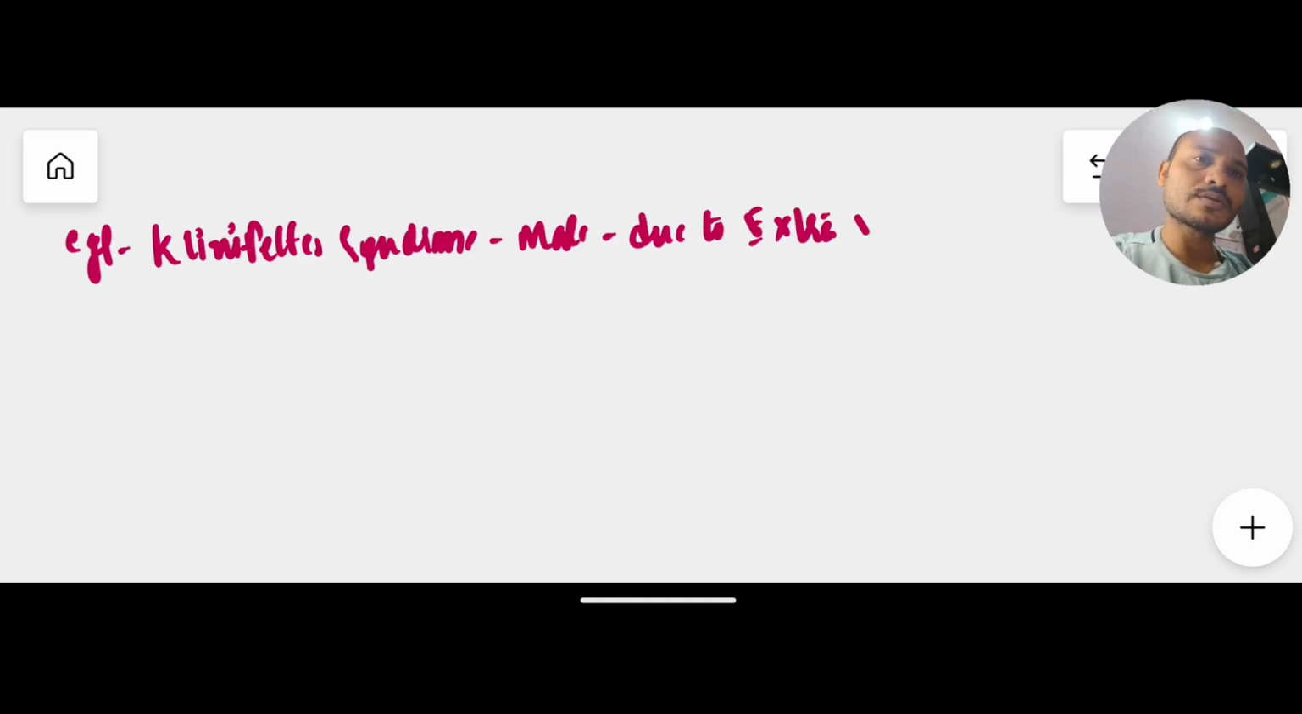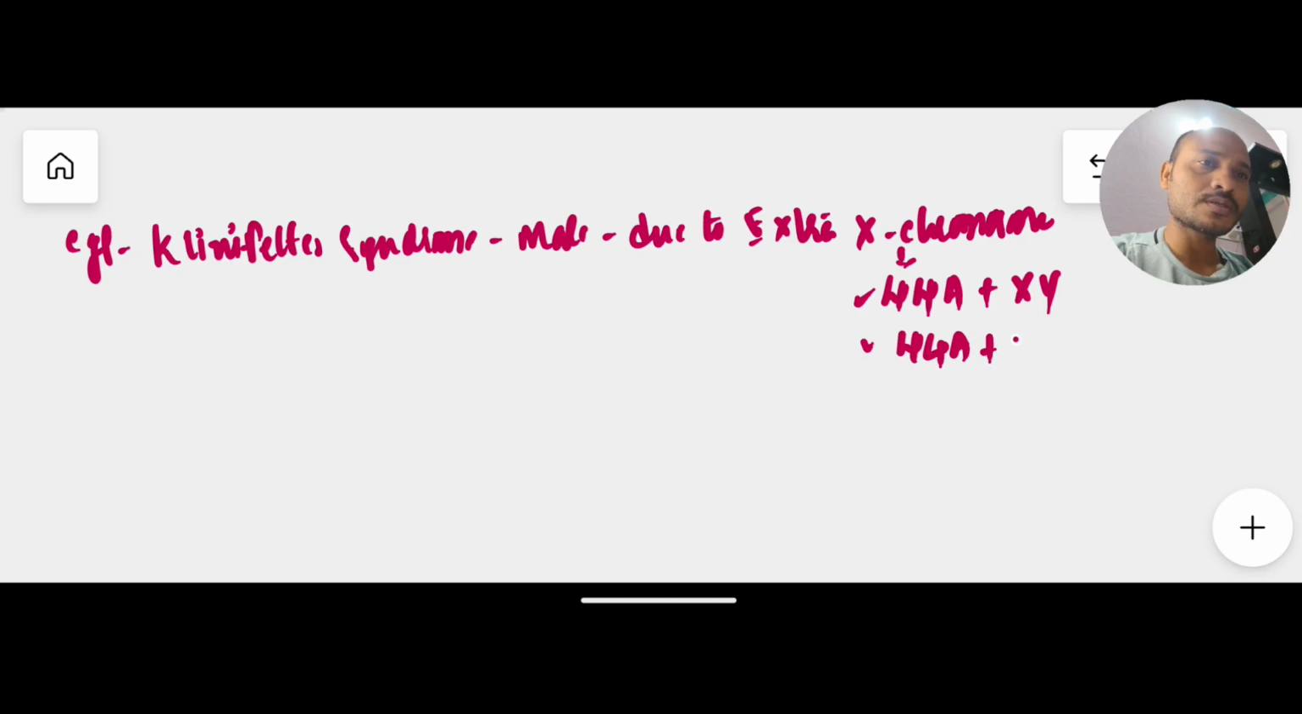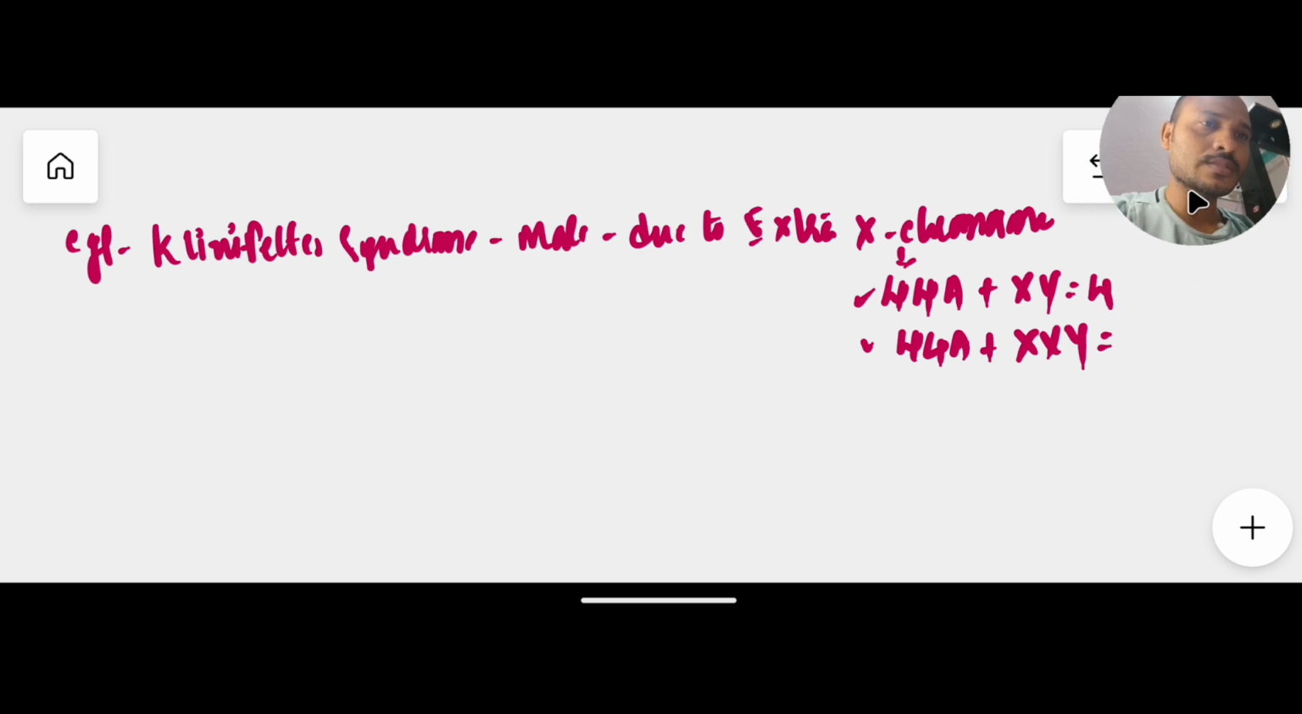For example, Klinefelter syndrome. Klinefelter syndrome occurs in males due to an extra X chromosome being added. Generally, a male has 44 autosomes plus XY chromosomes, but due to the addition of one extra X chromosome, it becomes 44 autosomes and double X plus Y. Generally a human has 46 chromosomes, but in this case there are 47, due to the addition of one extra chromosome.